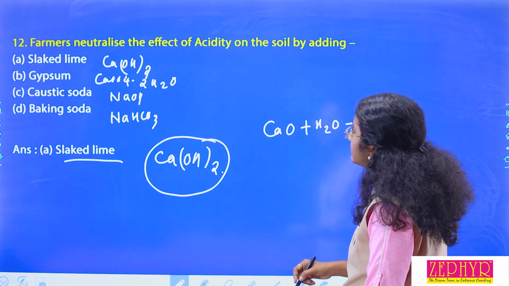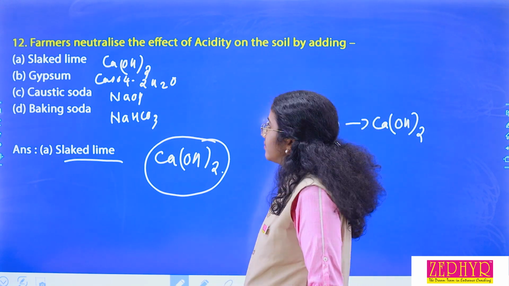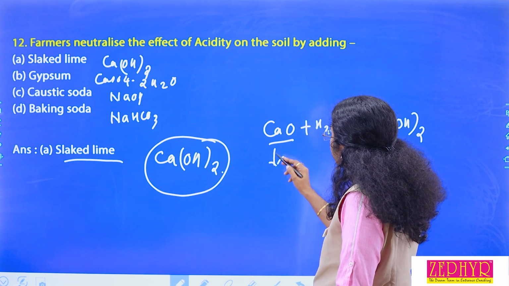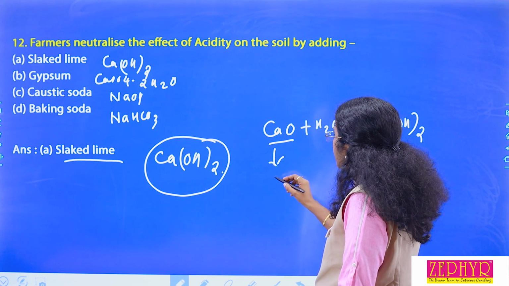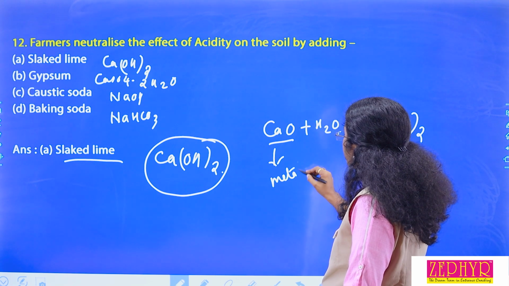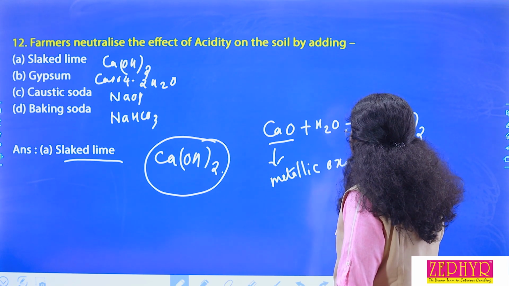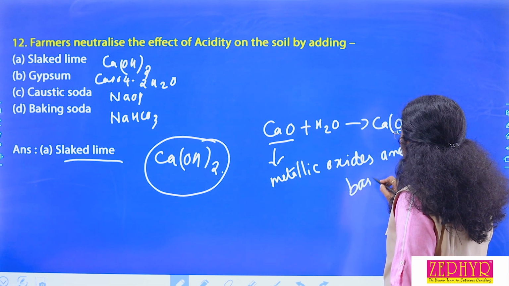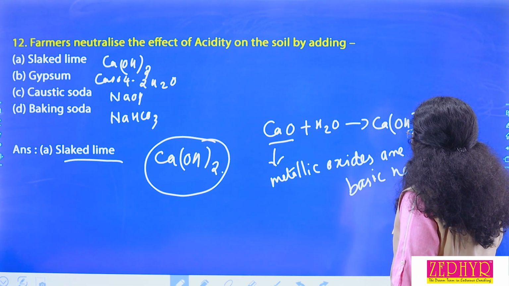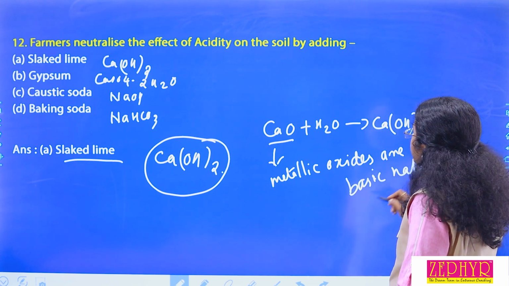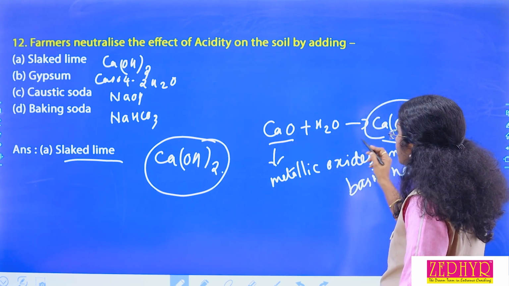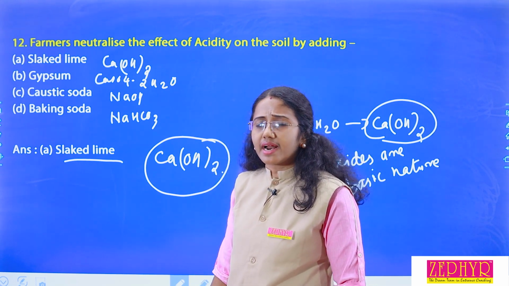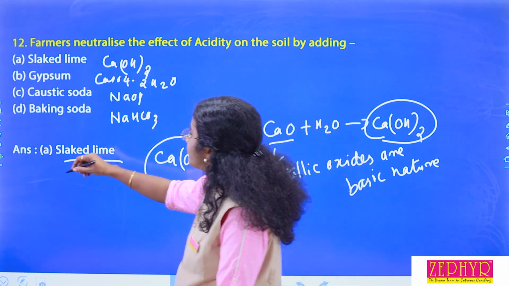Add slaked lime into the soil for neutralizing the acidity. Calcium is a metal, and metallic oxides are basic in nature. So this metallic oxide, calcium oxide, reacts with water to give Ca(OH)2. That is called slaked lime. So we can use slaked lime for the neutralization of soil.